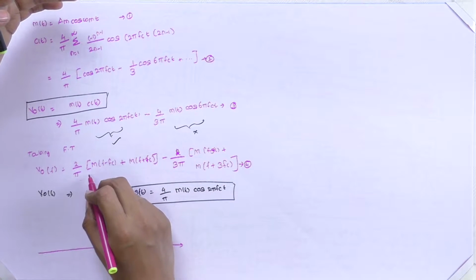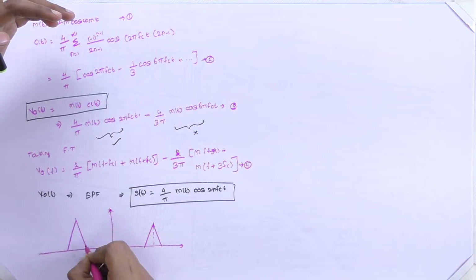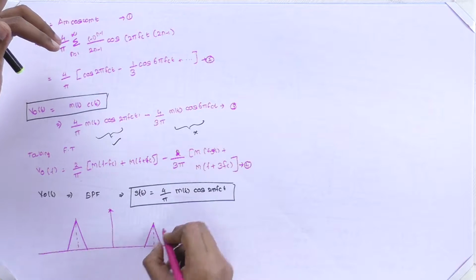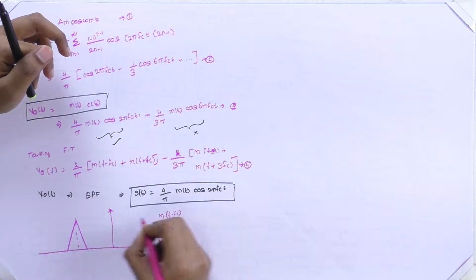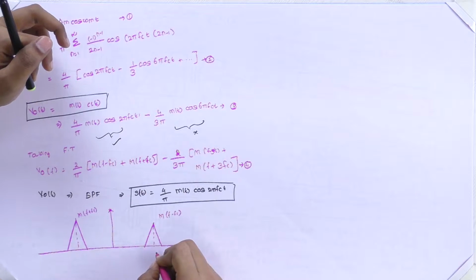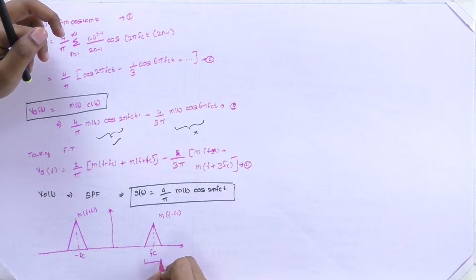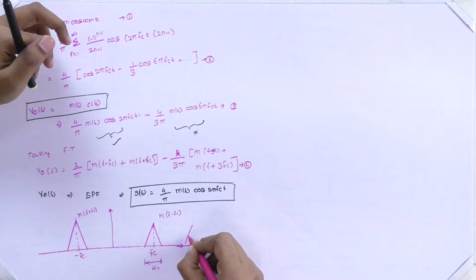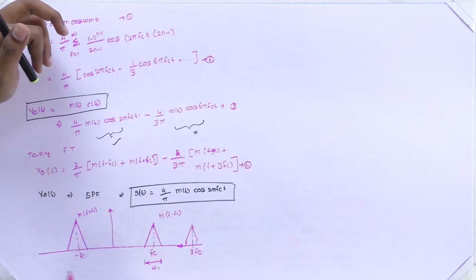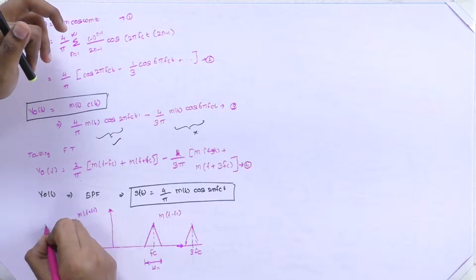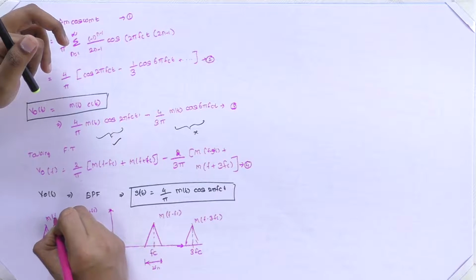So for the first, we are going to plot m of f minus fc and m of f plus fc. So this is our m of f minus fc and this is our m of f plus fc. This is fc term and this is minus fc. The whole bandwidth is 2 fm, and the second term is plotted for the center frequency 3 fc. This is the high frequency term for m of f minus 3 fc and m of f plus 3 fc.